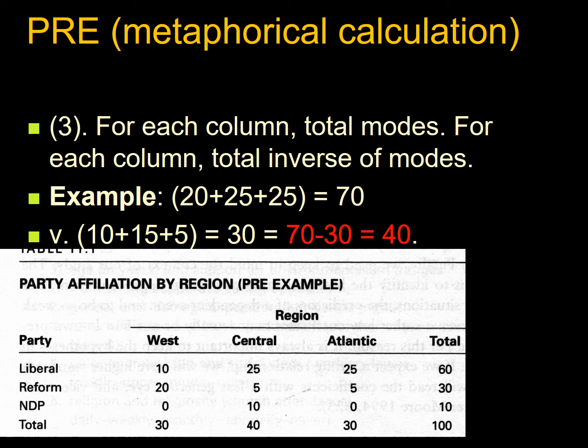And so we have in the example here 20 plus 25 plus 25. This equals 70. And then we have subtracted from it the 10 plus 15 plus 5 that we calculated earlier, and that equals 30. And so we have 70 minus 30 is going to equal 40.